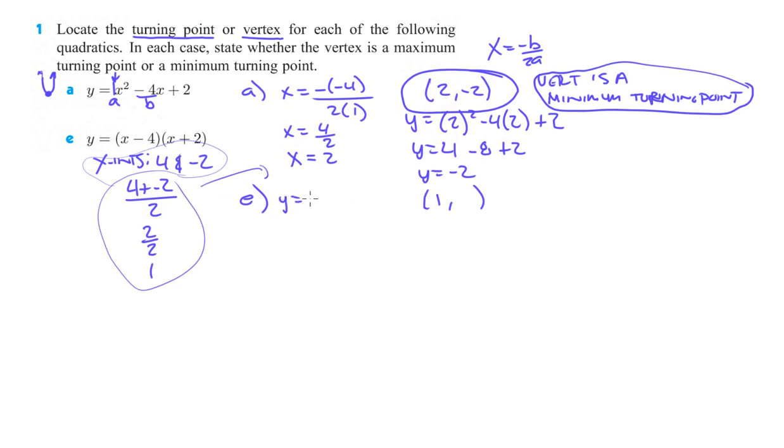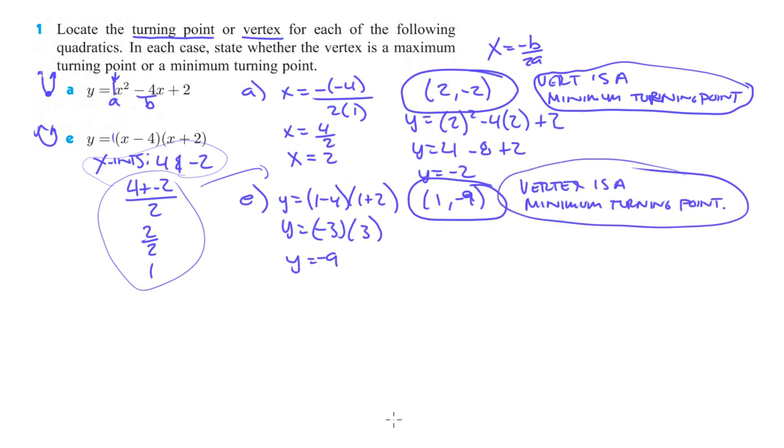To find our y-coordinate, we're just going to plug the 1 into the original. So that's going to be y equals 1 minus 4 times 1 plus 2. Okay. So we get y equals negative 3 times positive 3, right? So y is going to equal 9, negative 9, excuse me. So we get 1 and negative 9 is our vertex. And this is also positive, so this also opens up. So the vertex will be a minimum turning point. Okay? Let's look at the next one.